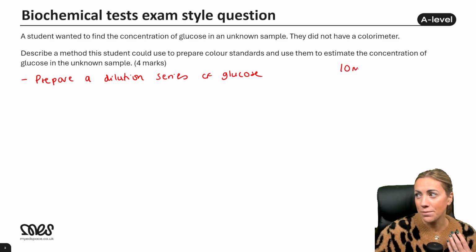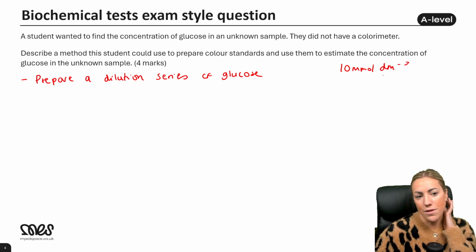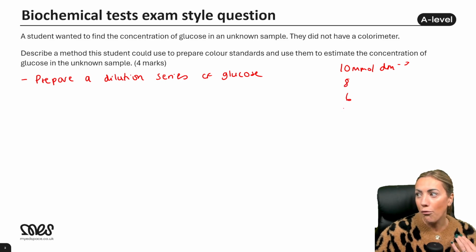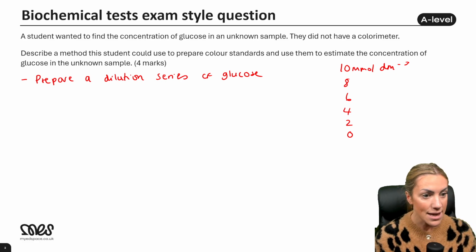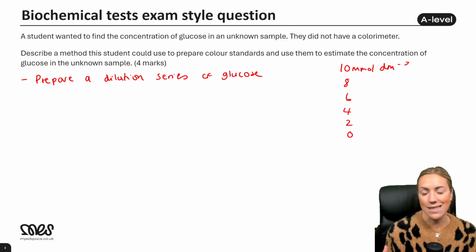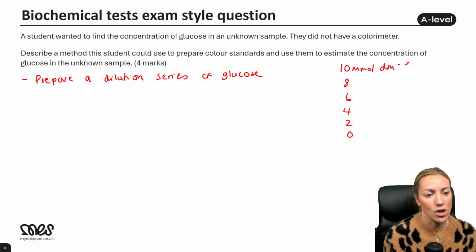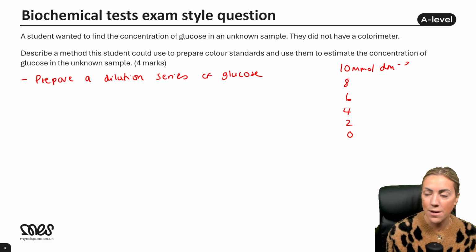So, for example, if you're given a stock solution of glucose, like a large volume of glucose solution, which has a concentration of 10 millimoles per decimeter cubed, you could dilute that down with water to make a range of different concentrations of glucose. And you'd need at least 5 different concentrations, ideally. If we made this range, so 10, 8, 6, 4, 2, 0, we'd have 6 different concentrations of glucose, which would be sufficient. Now, we'd prepare this dilution series by diluting down the stock solution with water.